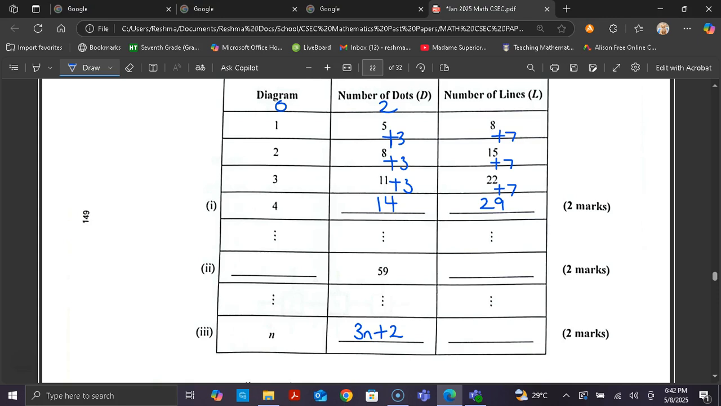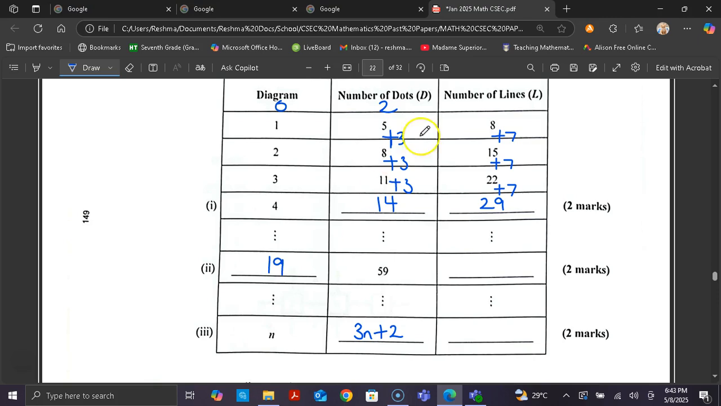And from that now, we could therefore work backwards. If we had 59 dots, then if I subtract 2, that will be 57. And then I divide that by 3, I would therefore end up with diagram 19. Okay, so that's the little trick that I wanted to show you.